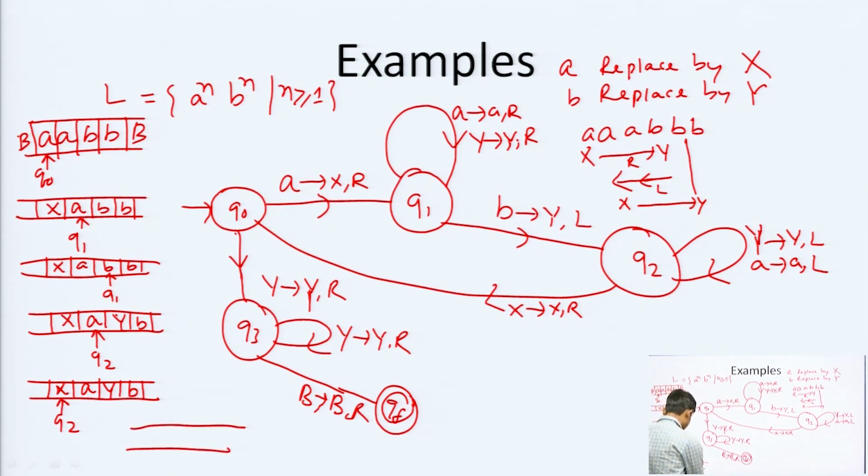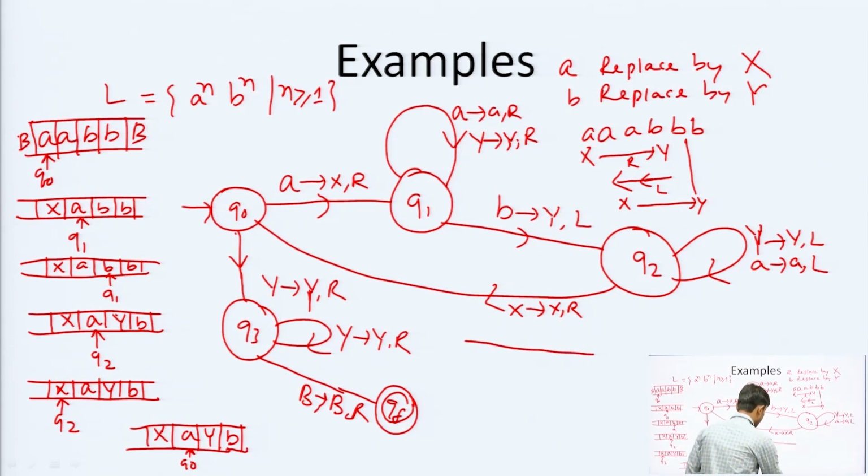So, this is the way, this is x and this is a and this is y, then b, this is q 0. Now, q 0 points to a. So, I am writing here, you see q 0 points to a. Again you have to replace it with x. So, q 0 points to a, then this is x, then after replacing a with x, it moves to the right, this is y.